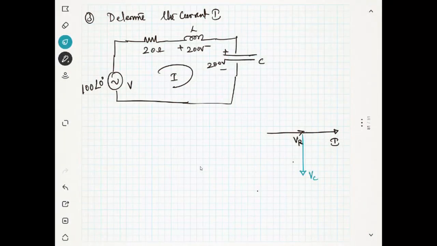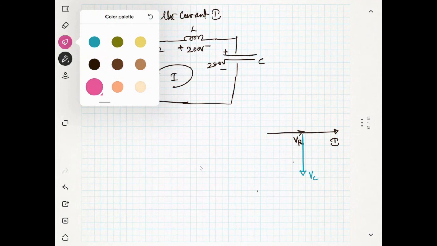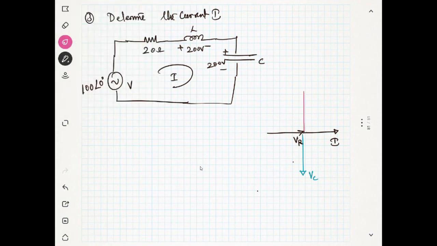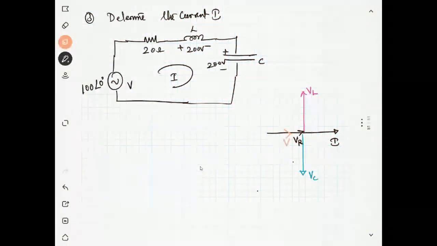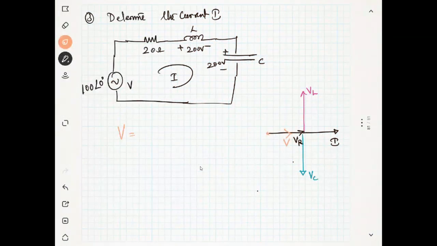What will be the direction of VC? Down. And VL is going up. Both will cancel each other. So the net voltage will be in the direction shown here, in the direction V. So V will be equal to the square root of VR squared plus (VL minus VC) squared.